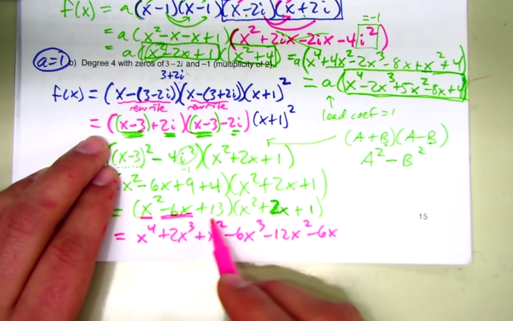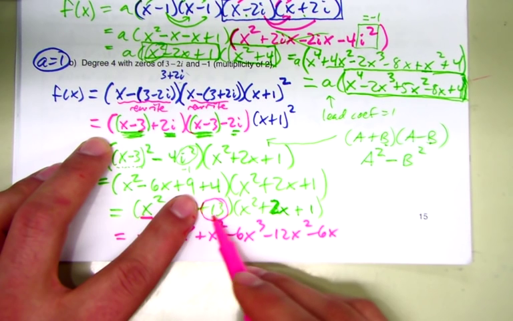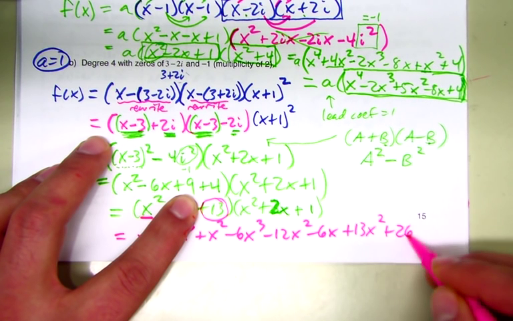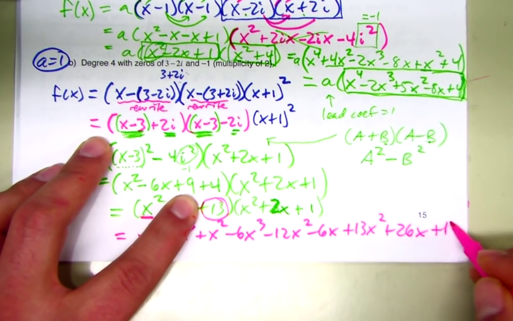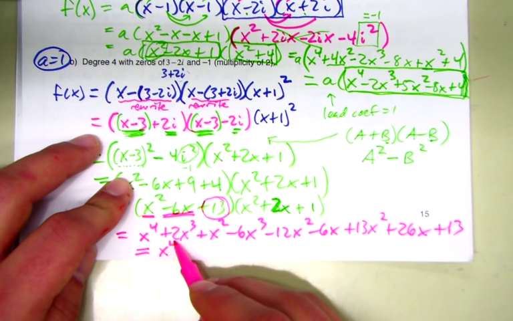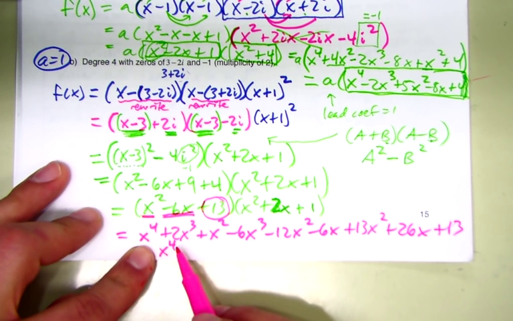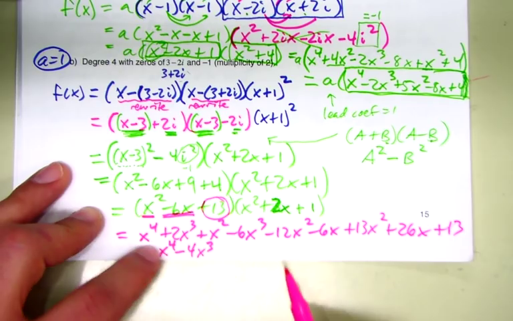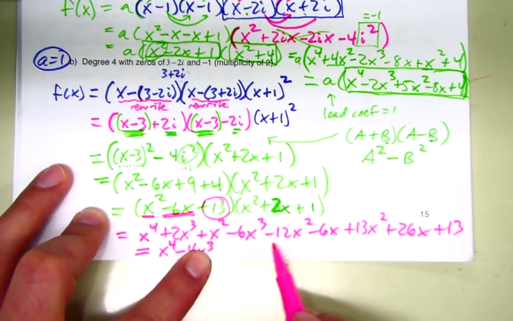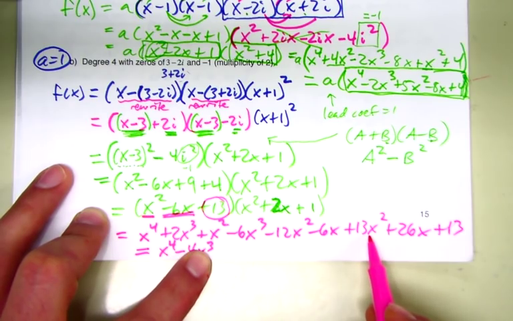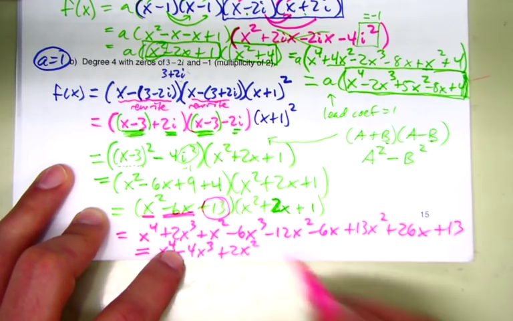And now I just have the 13 to distribute. Positive 13 times x squared is 13x squared. Positive 13 times 2x is 26x. Positive 13 times 1 is 13. It looks very long, but we can combine some like terms. X to the 4 is good. There's nothing else to combine with that one. But I see a couple of cubes. 2 minus 6 makes negative 4 cubes, so negative 4x cubed. We have x squared here, minus 12x squared, that makes negative 11, plus 13, that makes positive 2x squared. Just combining like terms here.